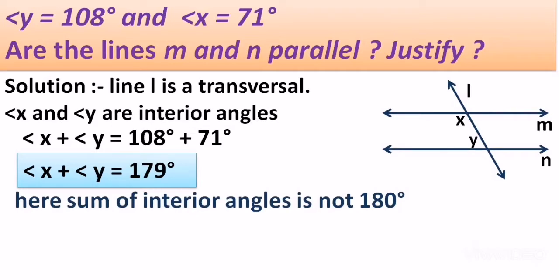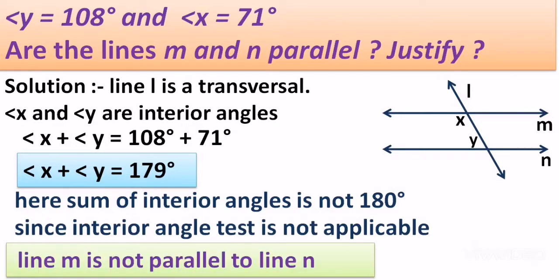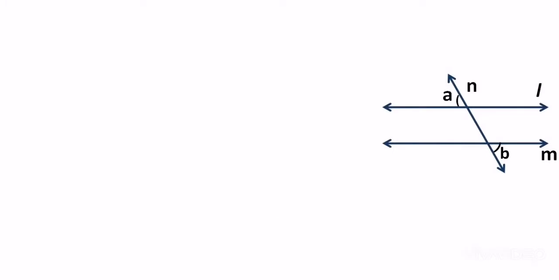Why? Because the sum of the interior angles is not 180 degrees, so no interior angle test is applicable to prove that the lines are parallel, and hence we can say lines M and N are not parallel lines. I hope I made it very clear to you. The next question is on your screen.